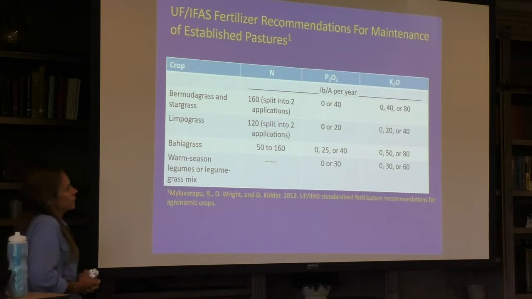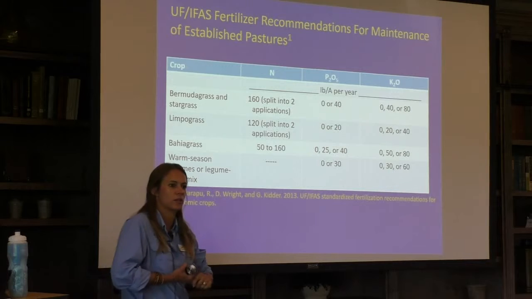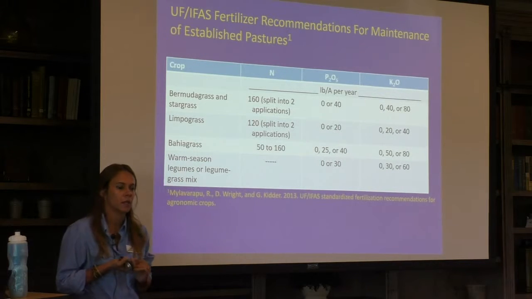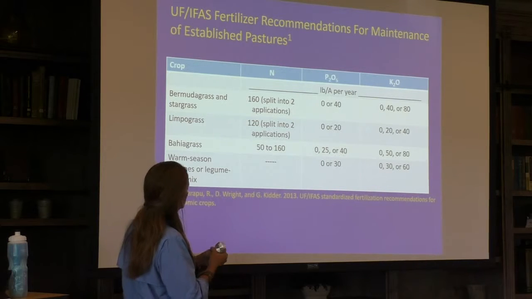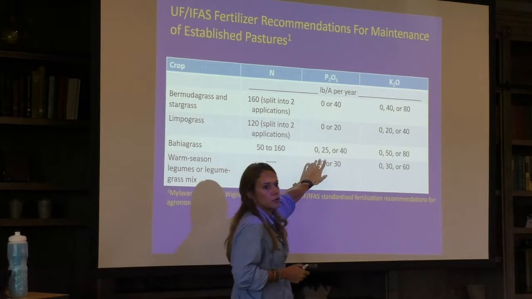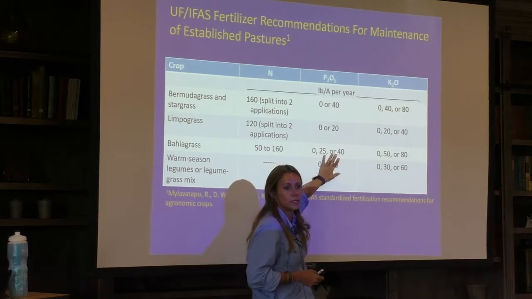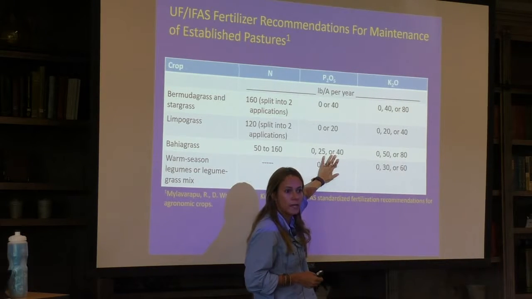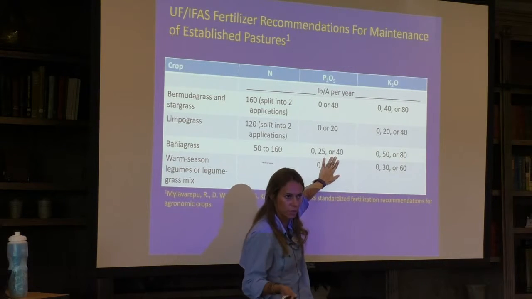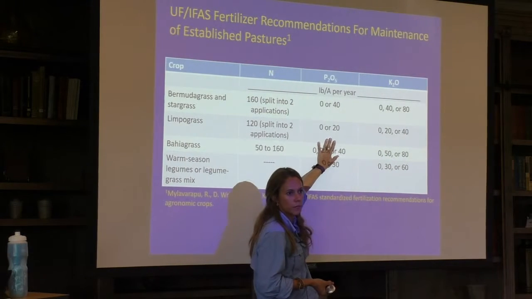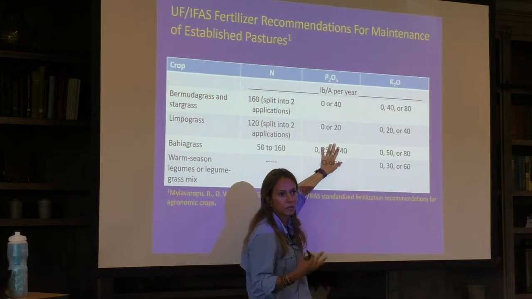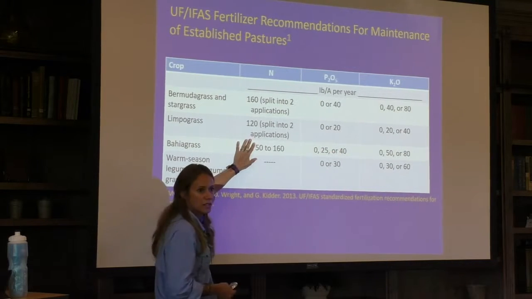And these are the University of Florida recommendations. That's another thing that's a little tricky, because I'm assuming here that phosphorus and potassium fertilizer recommendations are always based on soil tests, and I'm going to talk about soil tests as well. So the amount of recommended P and K will depend on the soil test results. Nitrogen is a different story.